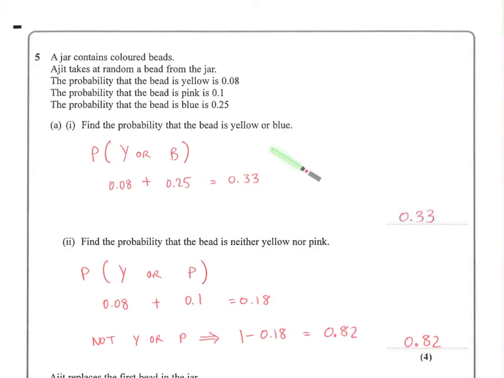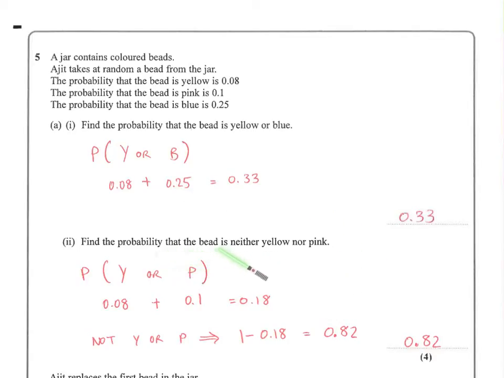Find the probability that the bead is yellow or blue. Well, in probability, if I'm finding the probability that something is one thing or another, I add the probabilities together. So probability of yellow, 0.08, probability of blue, 0.25. Adding those together, 0.33.